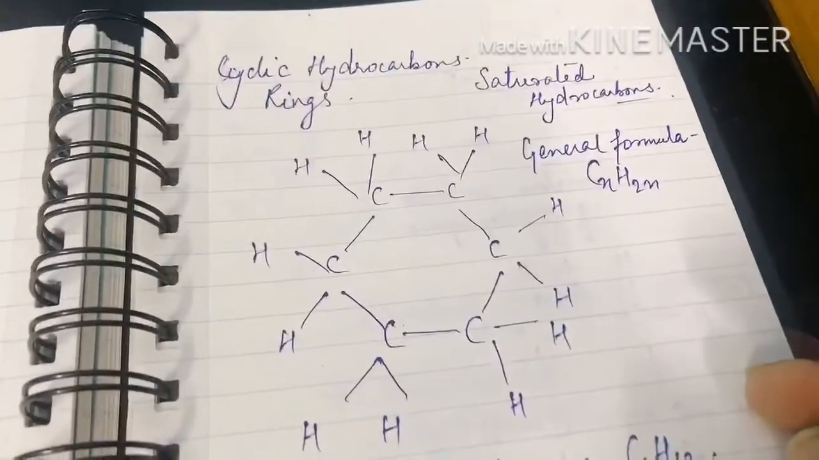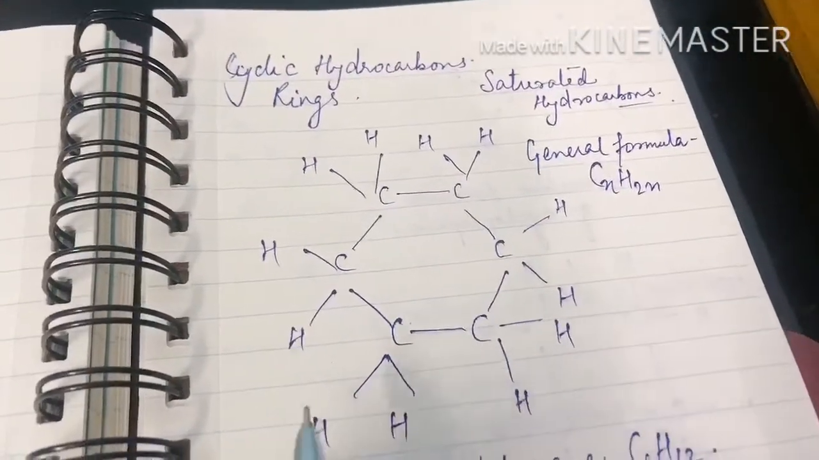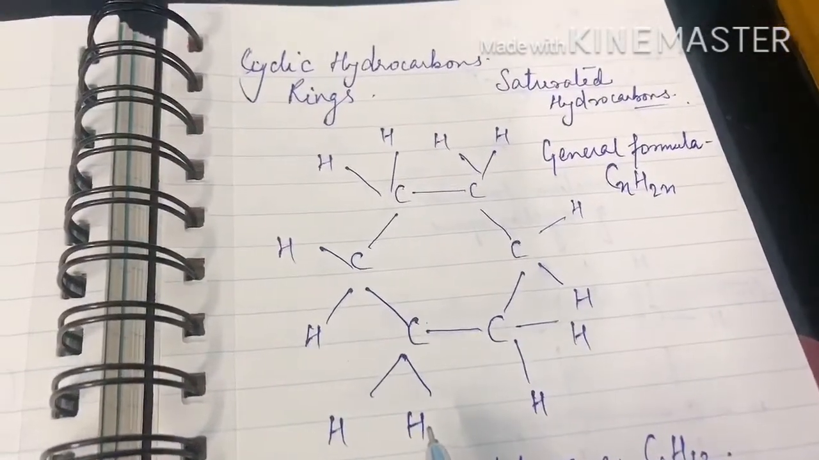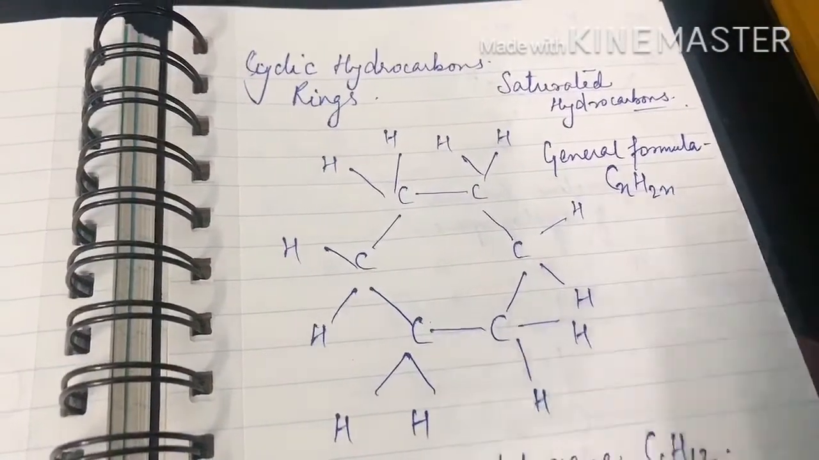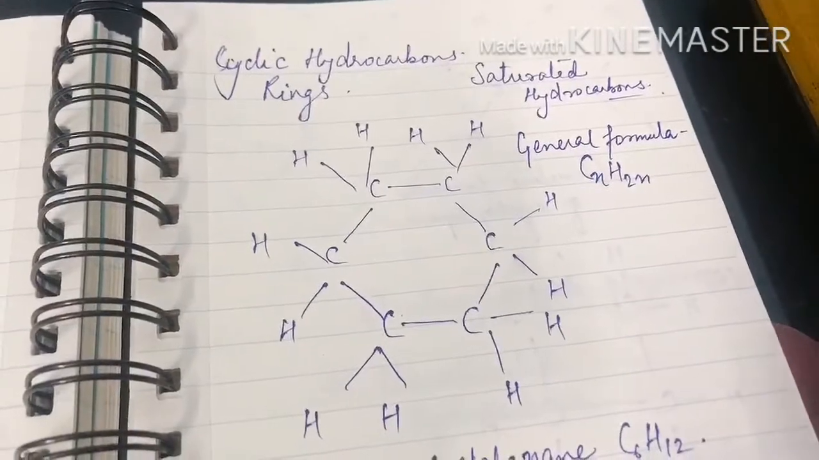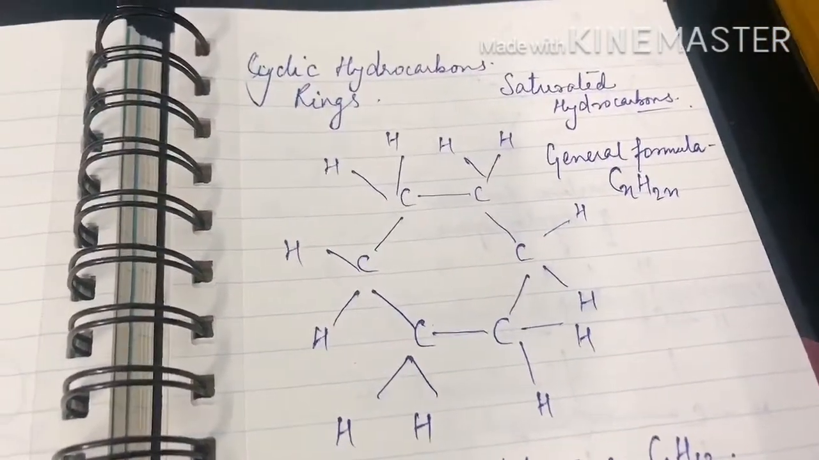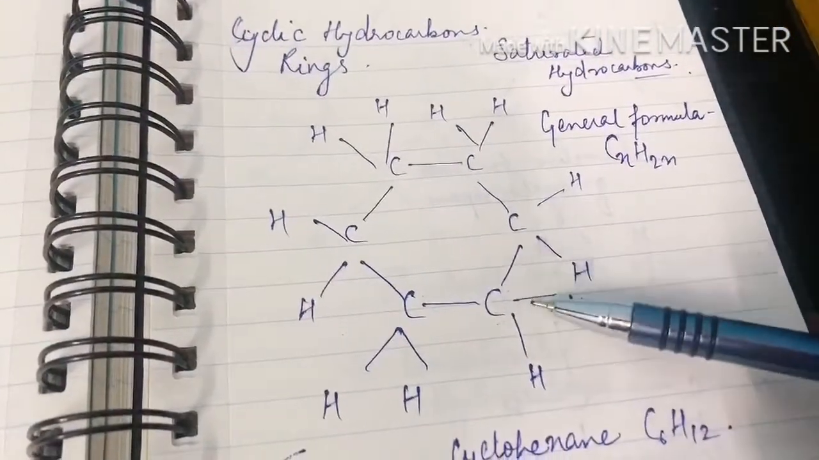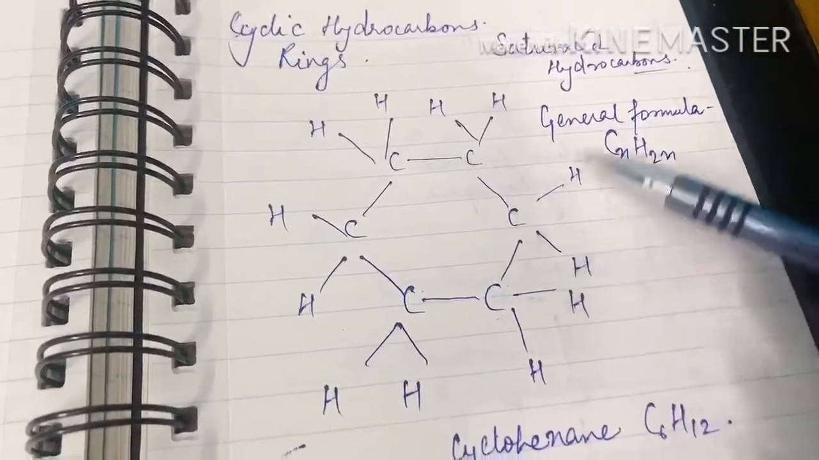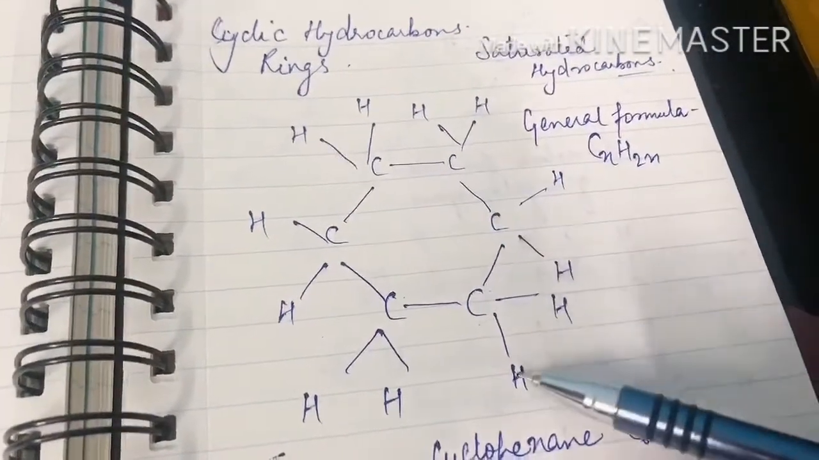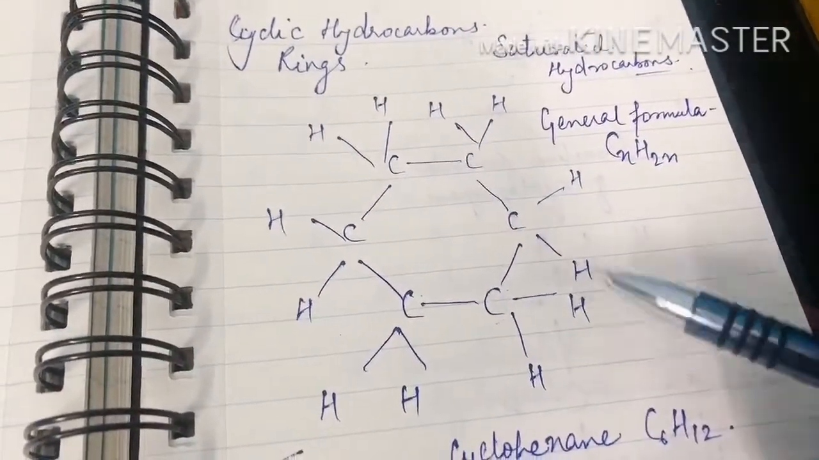There are a lot of students who were asking me about cyclic hydrocarbons and rings. So students, I have made these structures for you so that if you have even a tiny doubt about cyclic hydrocarbon rings, how they form rings. See students, this is the structure. With the help of a general formula, you can calculate the number of hydrogen atoms associated with these carbons.